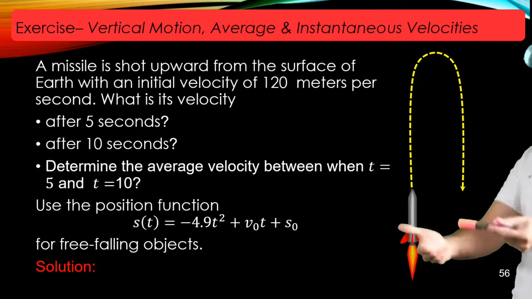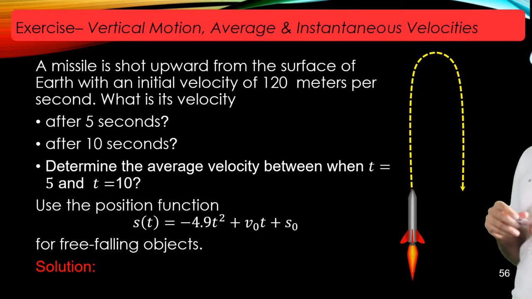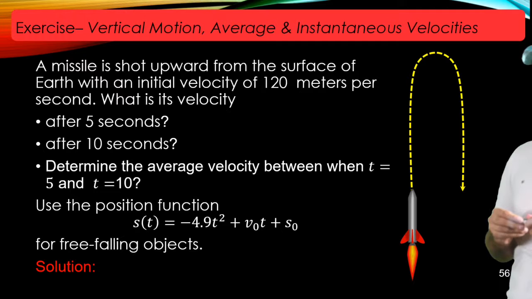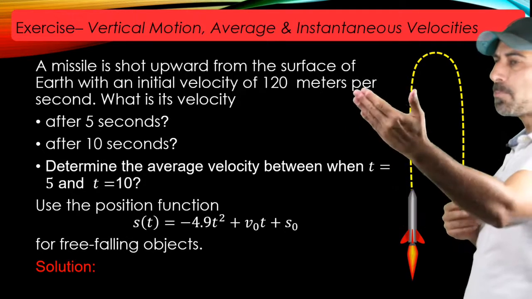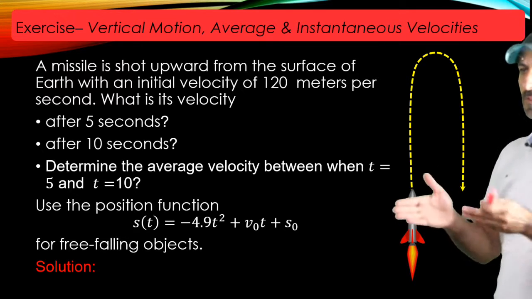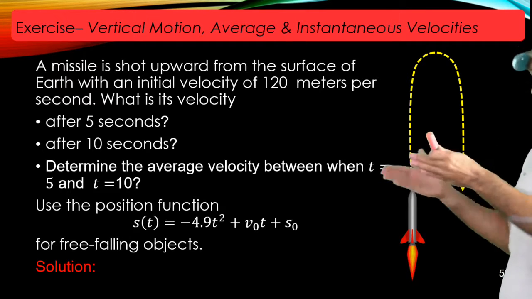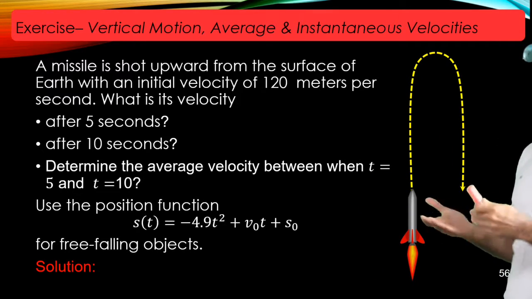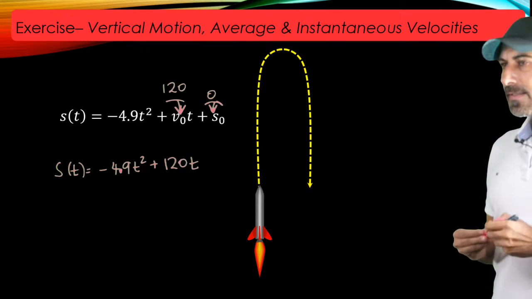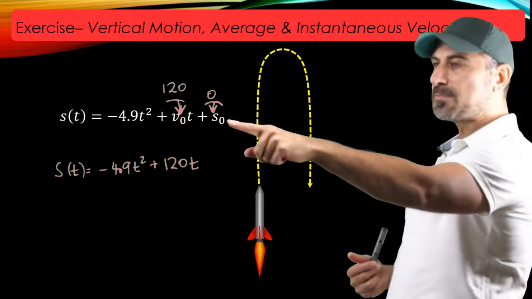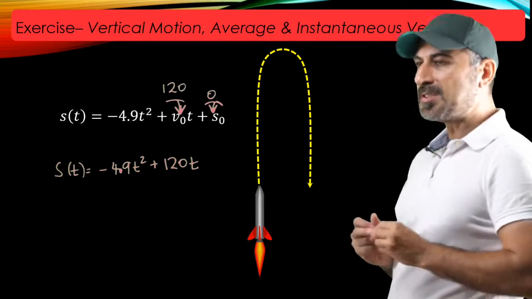So what we're going to do in the next step is find the instantaneous velocities. And to achieve that, we need s prime. s prime is the rate of change of the position function in time. That's the velocity of the rocket. So as we mentioned earlier, v sub 0 is 120 and s sub 0 is 0.